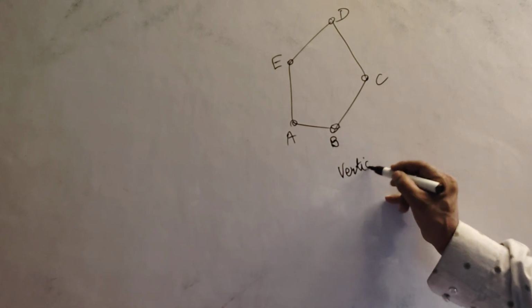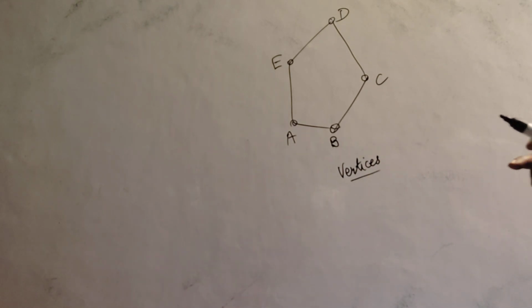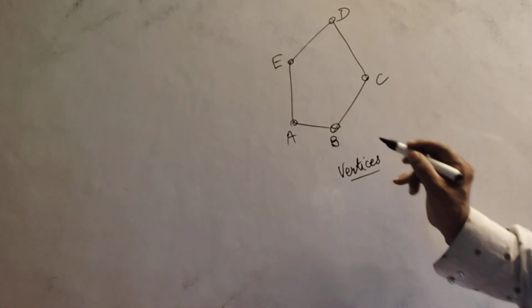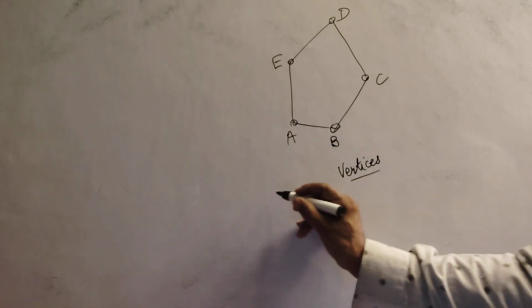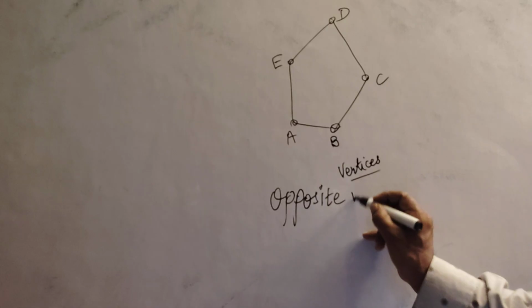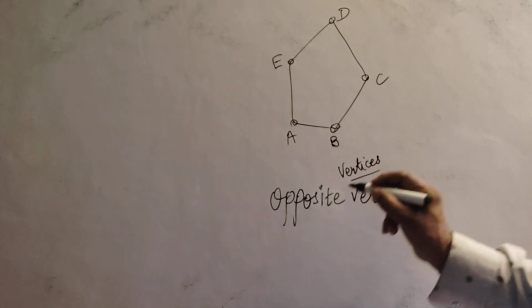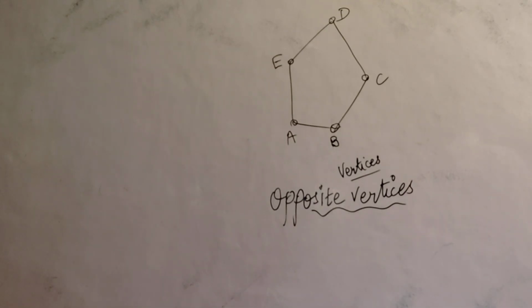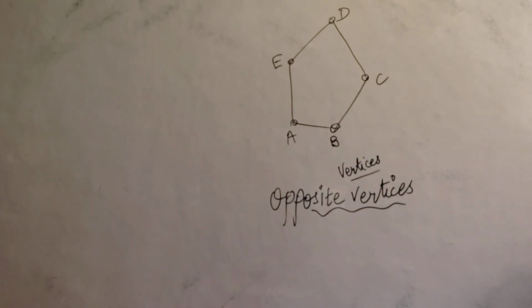So there are five vertices in a pentagon, and A, B are adjacent vertices. So can you say the opposite vertices' names? How many opposite vertices are there? Opposite vertices are the vertices that are not adjacent vertices. Adjacent means one line segment connects the points. So A and B are adjacent vertices.